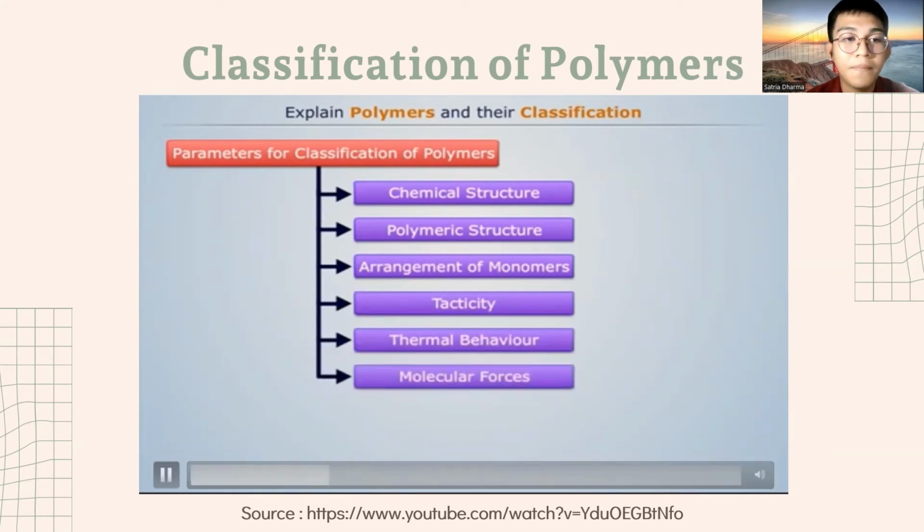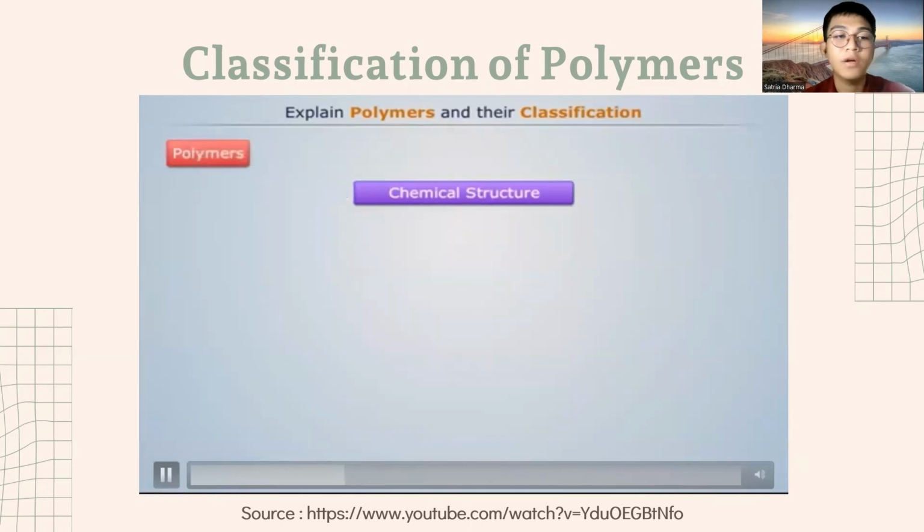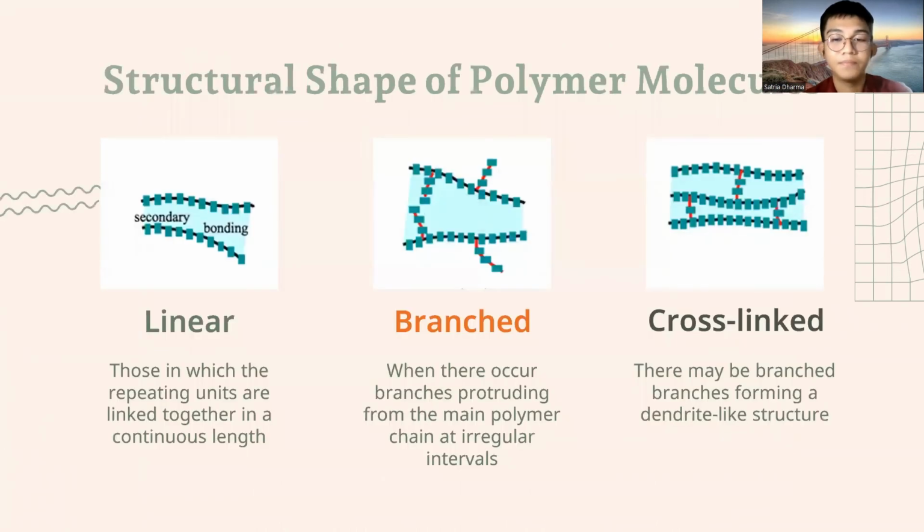And the classification of polymers can be done in this way. But we want to discuss classification of polymers by the structural shape. So this is the structural shape of polymer molecules. We can classify it into three. First, the linear shape. Second, the branched shape. And third, the cross-link shape.